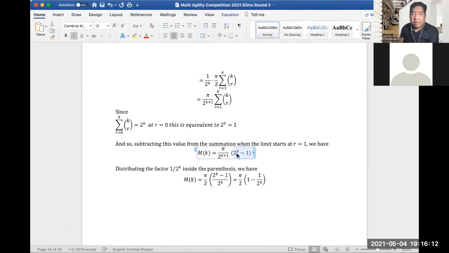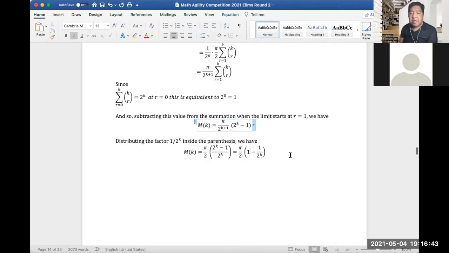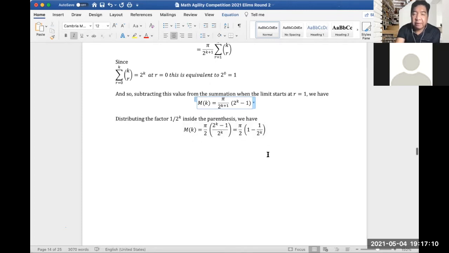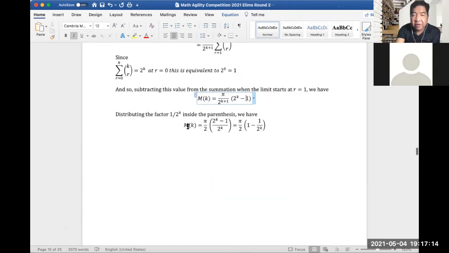This part here, since we start at 1, that would remain, because 1 is actually equal to 2 to the 0 when we evaluate this, right? Since this part here starts with 0, that's 2 to the k. If we start at 1, we need to subtract that constant, 2 raised to the 0. So let's distribute the factor 1 over 2 to the k to the numbers in the parentheses, right? So pi over 2, we leave the 2 outside and then we distribute 2 to the k inside. So that's pi over 2 times 1 minus 1 over 2 to the k. All right, so that's it. This is the answer for integrating that function.